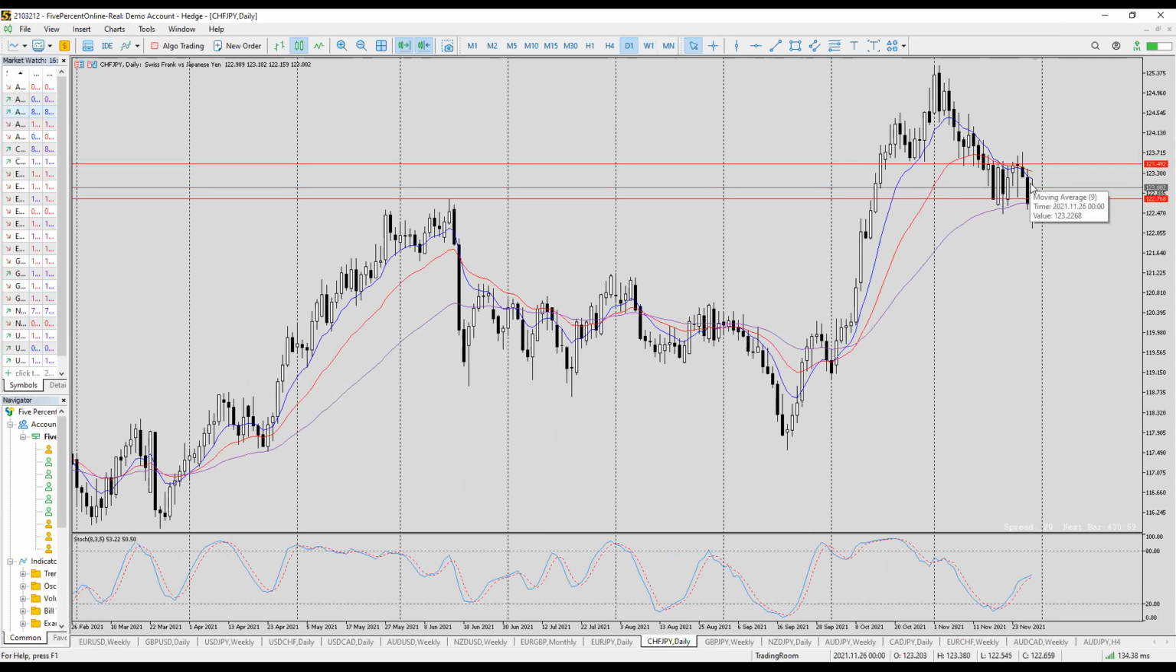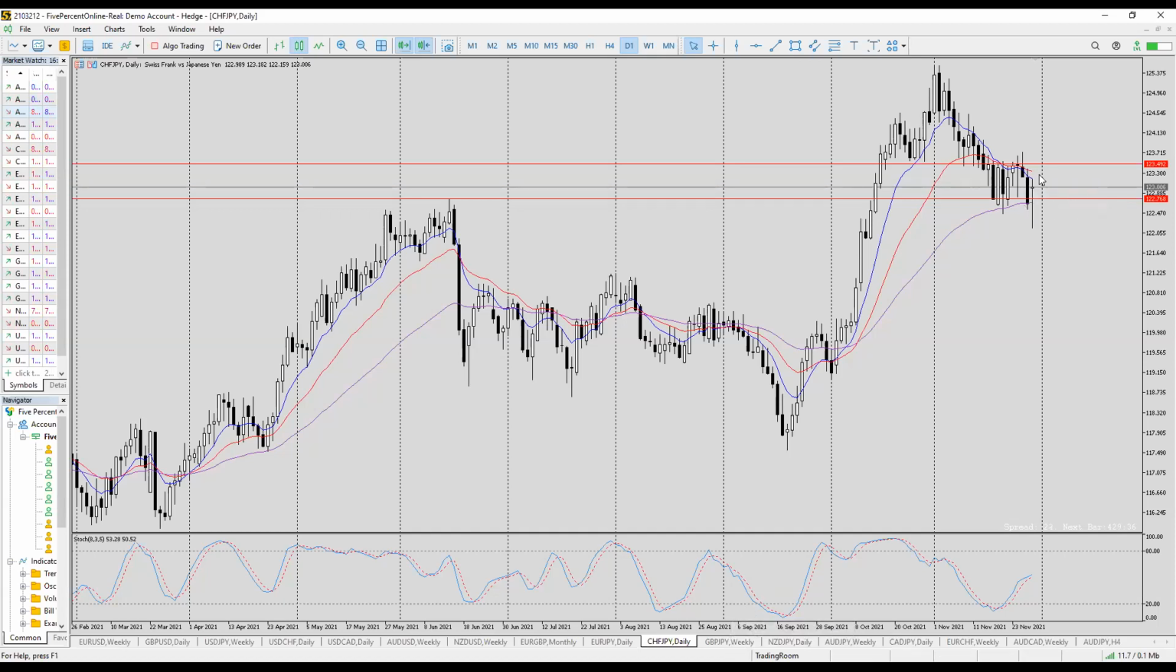It's been stuck in between these moving averages for the last few days. As I said last week, I'm waiting to see which side it will eventually choose, whether to the downside or to the upside. But it's stuck in a range for the last few days. Again, the Swiss franc is not an easy currency to trade with all its peers.